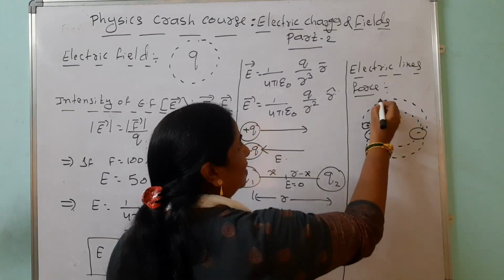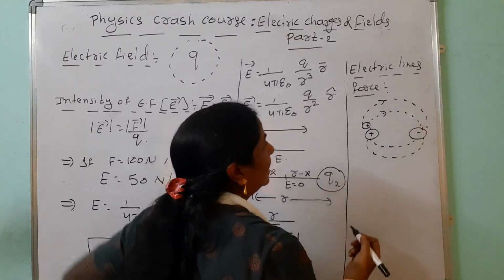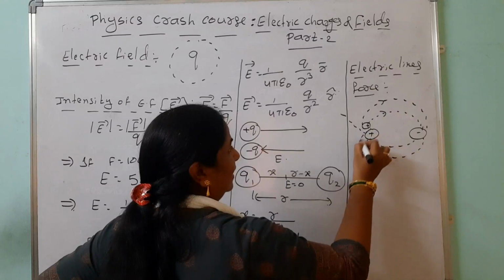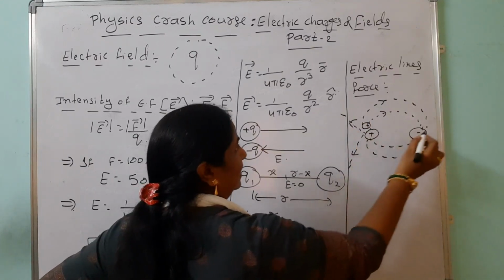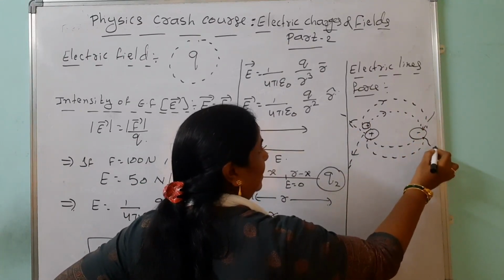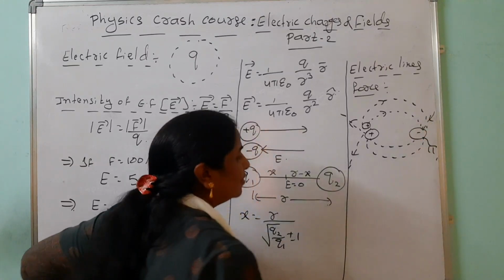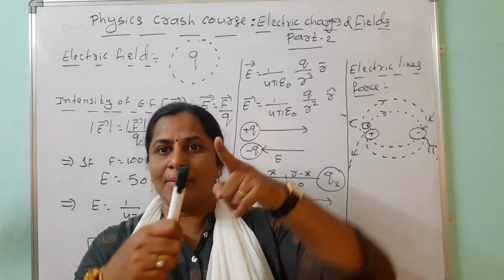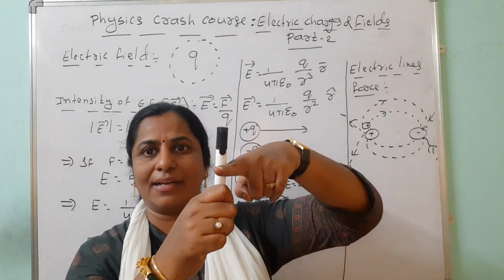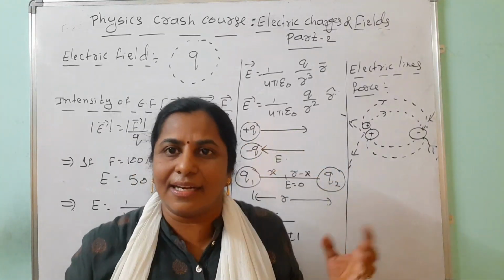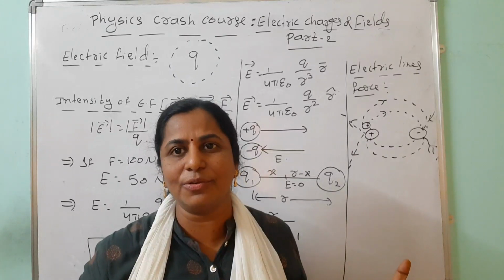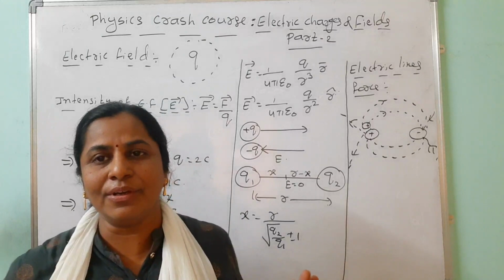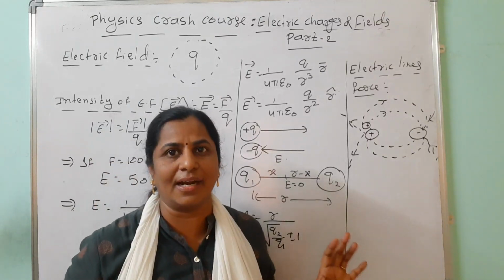These are diverging from the positive charge and converging at the negative charge. So these are traveling from positive to negative. These are diverging here and these are converging here. And no two electric lines of force intersect. If they are intersecting, look here clearly. My finger is showing one direction, the marker is showing another direction. Is there any possibility for two directions? No, it is impossible. That's why no two electric lines of force intersect.